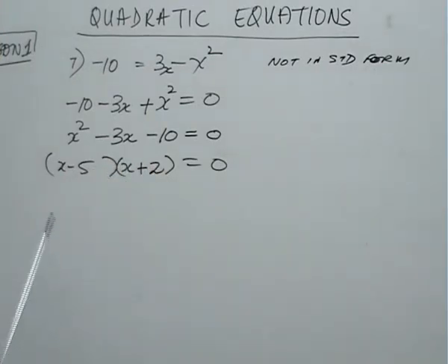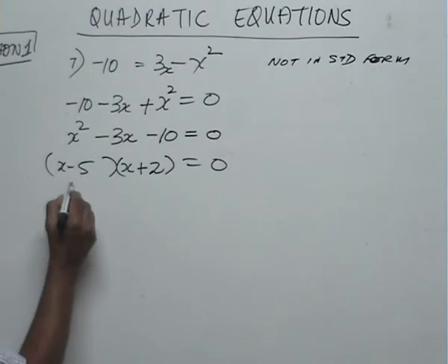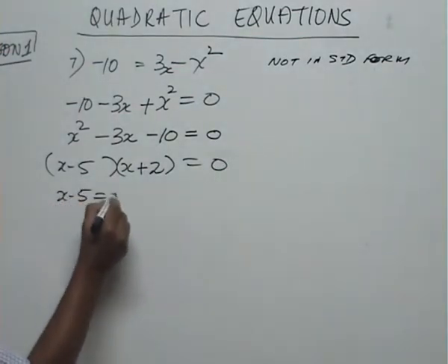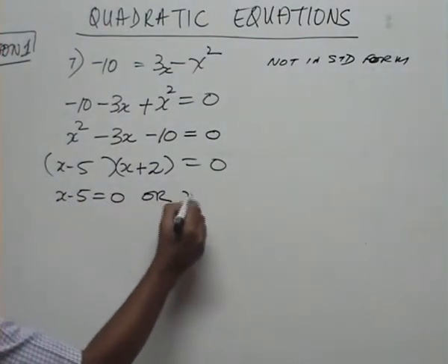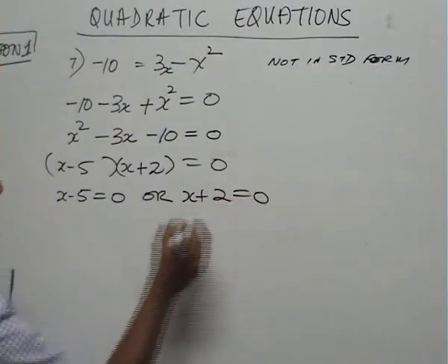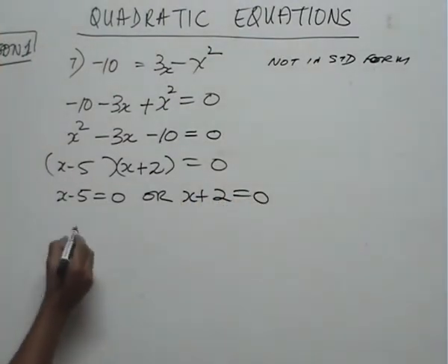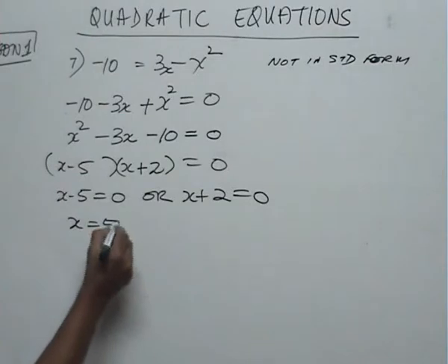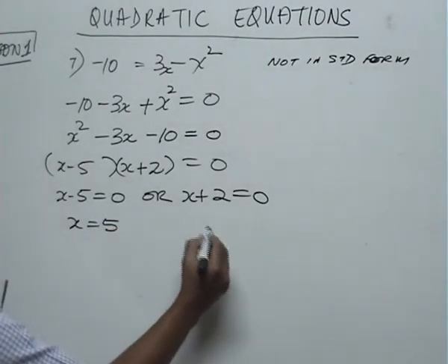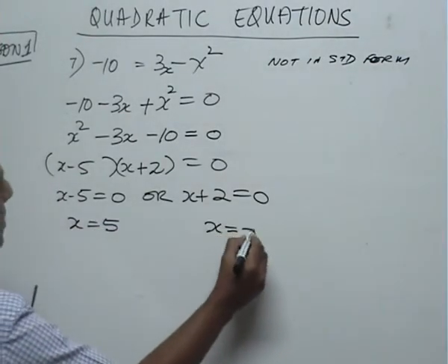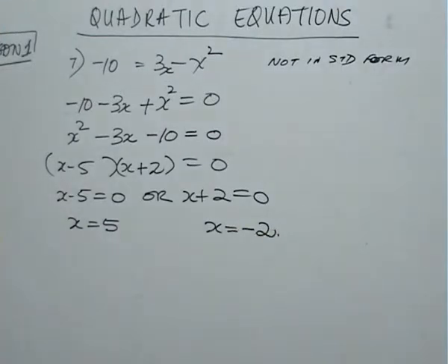Now once again I'm reminding you, you've got to know your factorization. If you don't know, you'll have to go back and watch the DVD, practice and come back. Now make each factor equal to 0. x minus 5 is equal to 0 or x plus 2 is equal to 0. Now solve this one. x is equal to 5. Now solve that one. x is equal to minus 2.